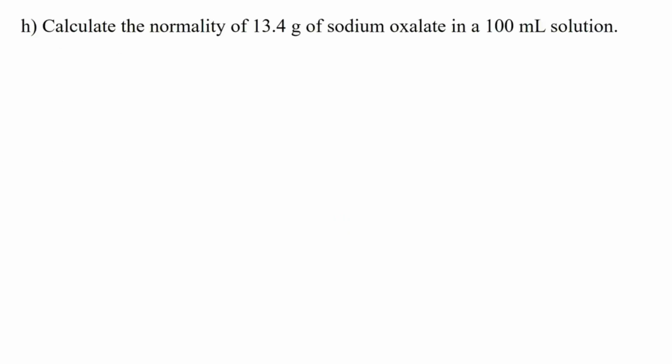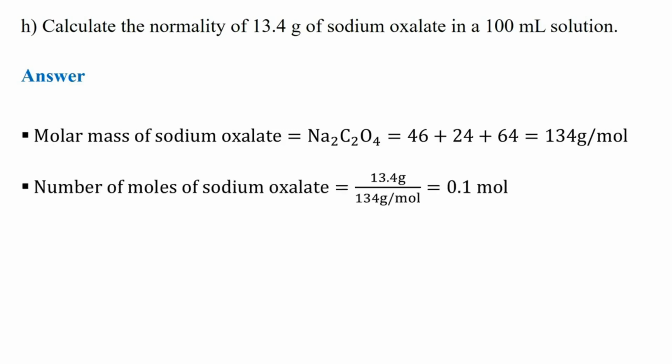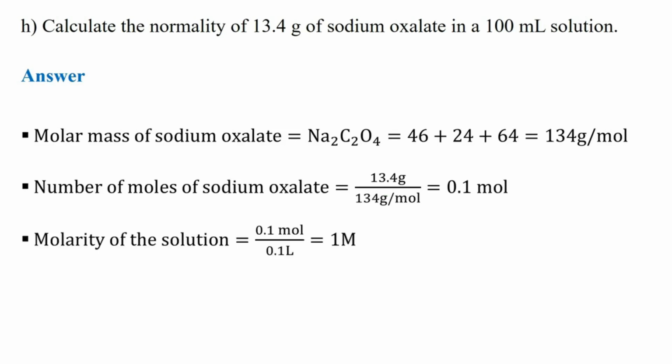Let's move to number H. Number H is asking to calculate the normality of 13.4 gram of sodium oxalate in 100 ml solution. So this is the normality of the salt. The same as we will do by calculating the molarity. We start by calculating the number of moles. After calculating the number of moles of sodium oxalate, then we will calculate the molarity by dividing with the volume.